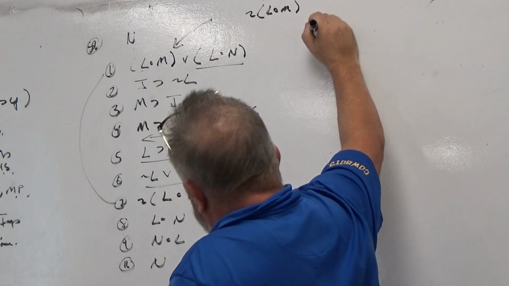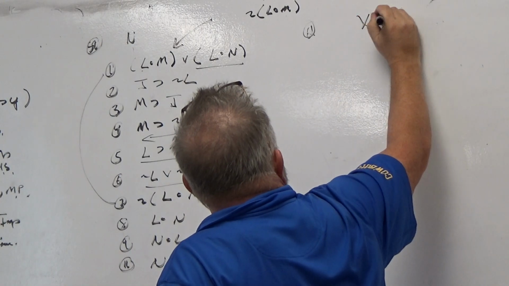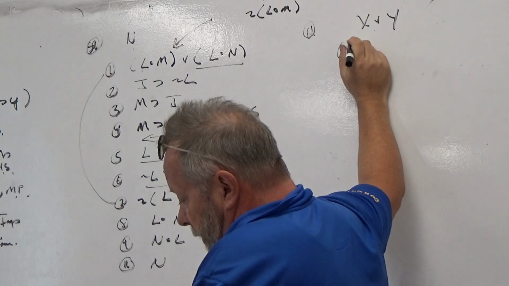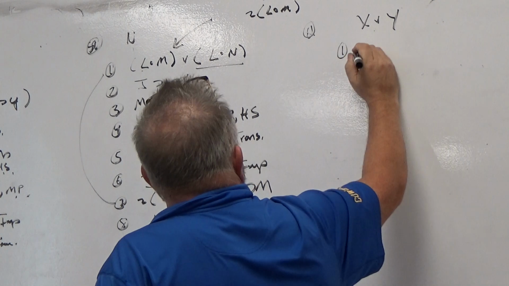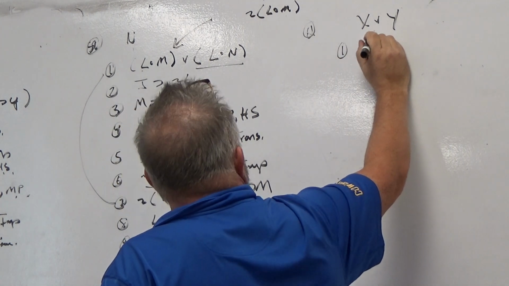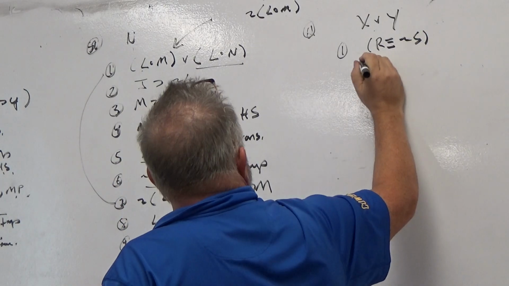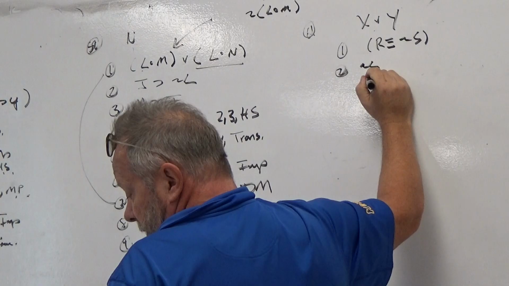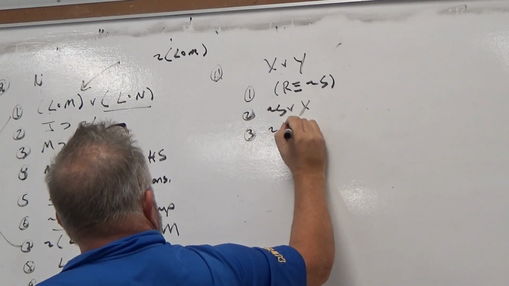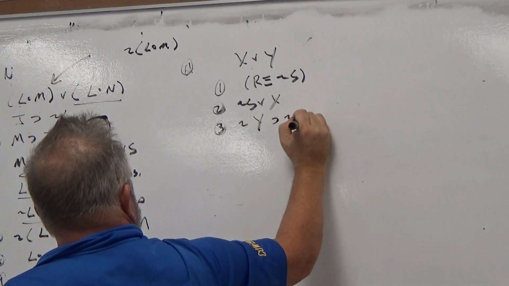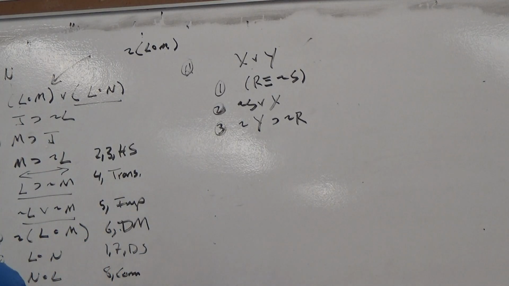59, 60, 61, is that where I'm at? Prove X or Y. We're doing this. 1 is R if and only if not S. 2 is not S or X. 3 is not Y, then not R.